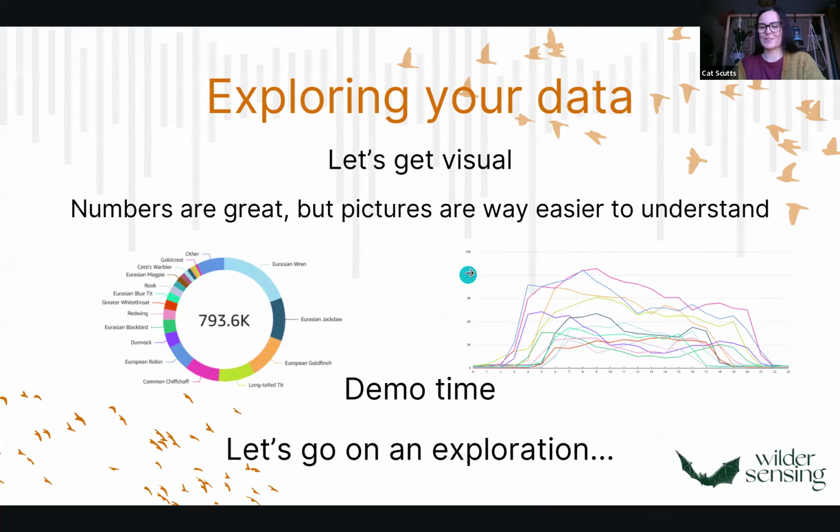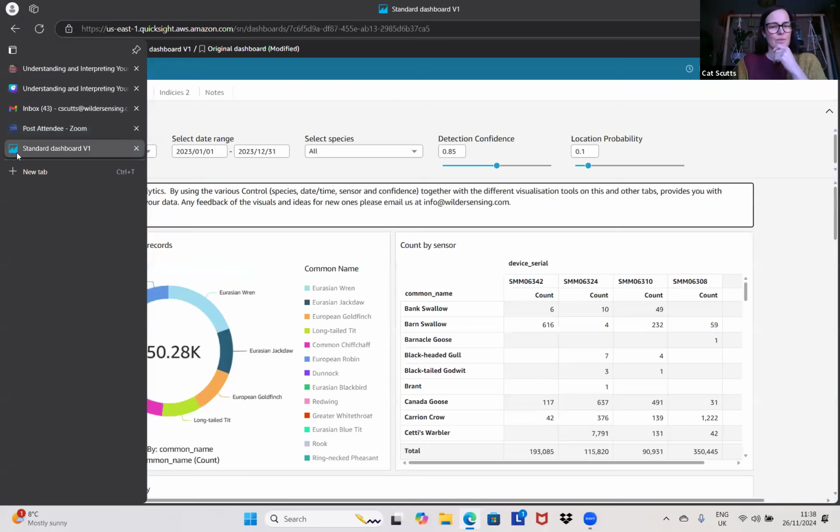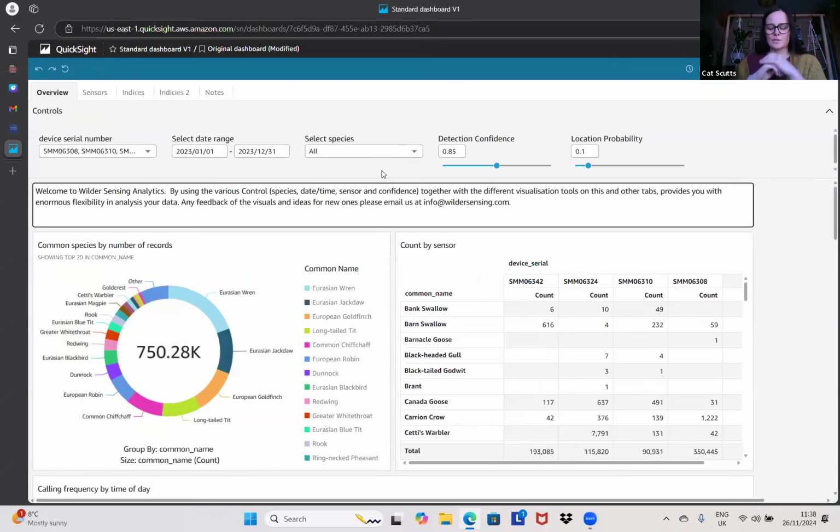The best way to really describe how to start getting going with this is to have a little demo. So I will change screen briefly and show you some of the data we have.